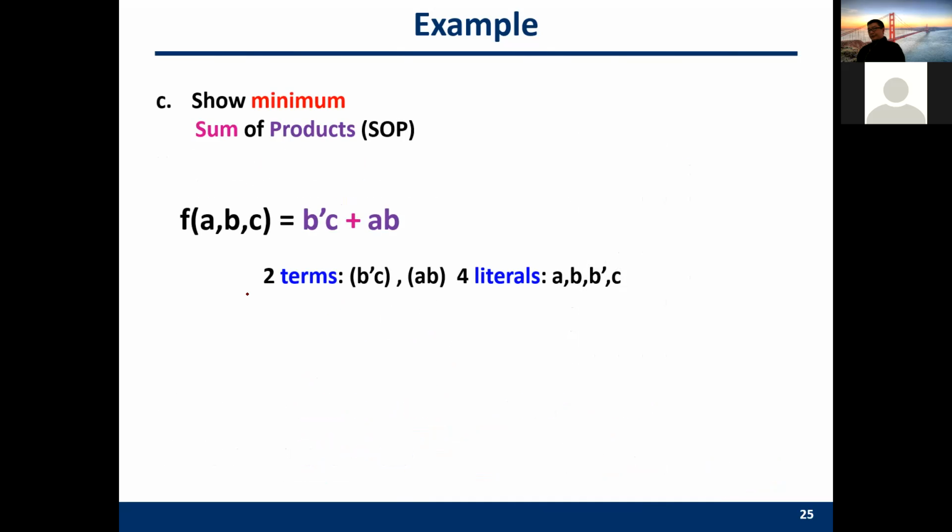But after the simplification, these are not a canonical form. These are just simplified logic expression or Boolean expression for function F. I'm sorry, you can try how to do that for function G yourself.